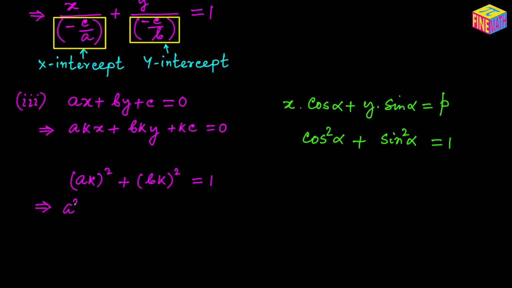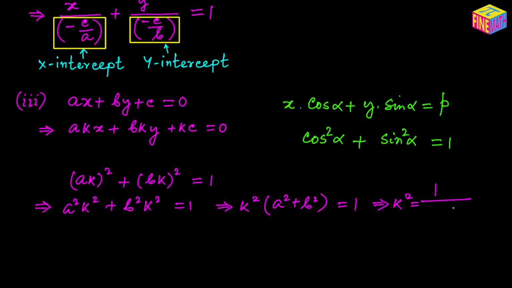Well, it is a squared times k squared plus b squared times k squared is equal to 1. Since k squared is a common factor, we have k squared times (a squared plus b squared) equal to 1, so k squared is equal to 1 over a squared plus b squared, and then k must be equal to plus or minus 1 over the square root of a squared plus b squared. So far we have found the factor that we need to multiply on both sides of the original equation so that the sum of the squares of the coefficient of x and the coefficient of y would be equal to 1.